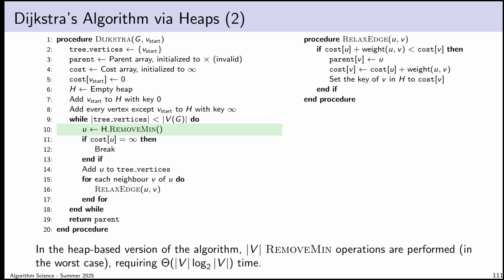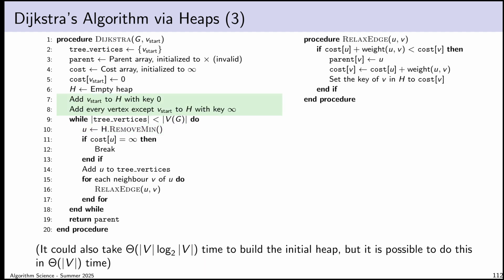Okay, so in the heap-based version, in the worst case, I will perform this number of remove min operations. I'll end up adding every single vertex to the tree. With an ordinary binary heap, that requires this amount of time. And then the only other real bit of heap complexity, I guess, is the heap key adjustment. Although I guess the slides are pointing this out. When I want to construct the heap initially, I could do that in v log v time, but there's a bunch of optimizations I could apply here.